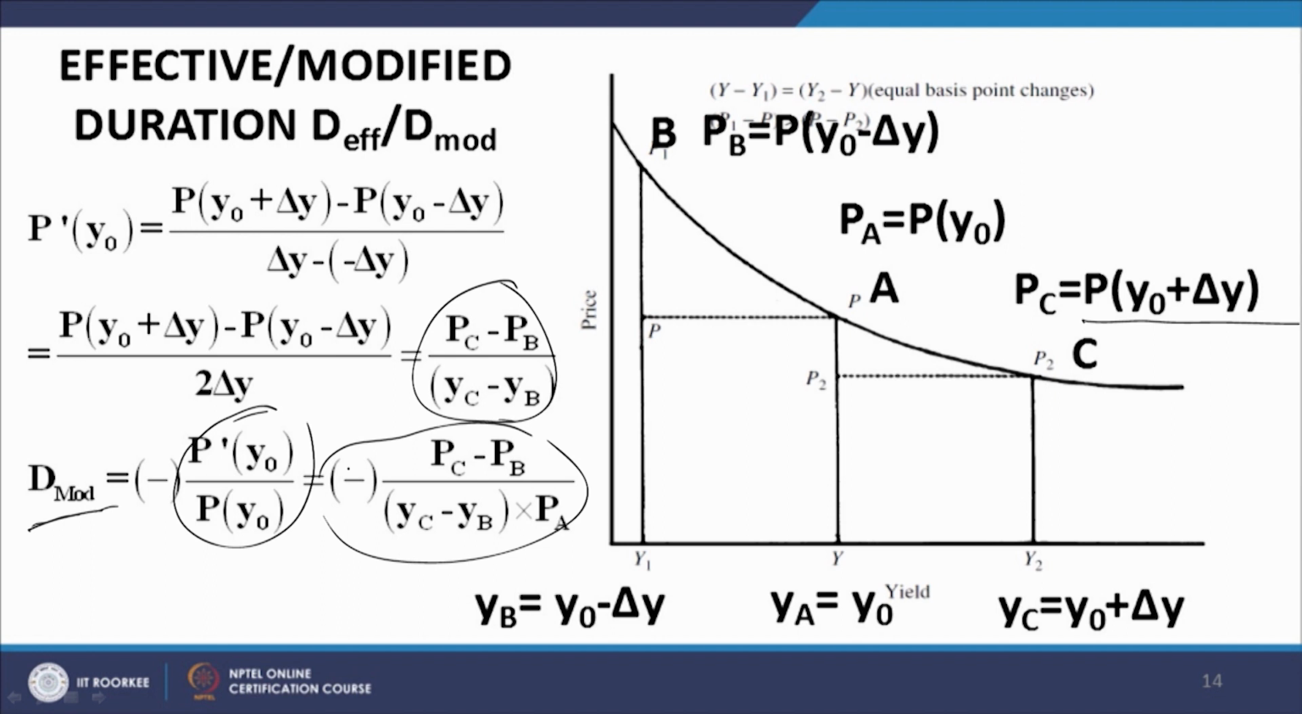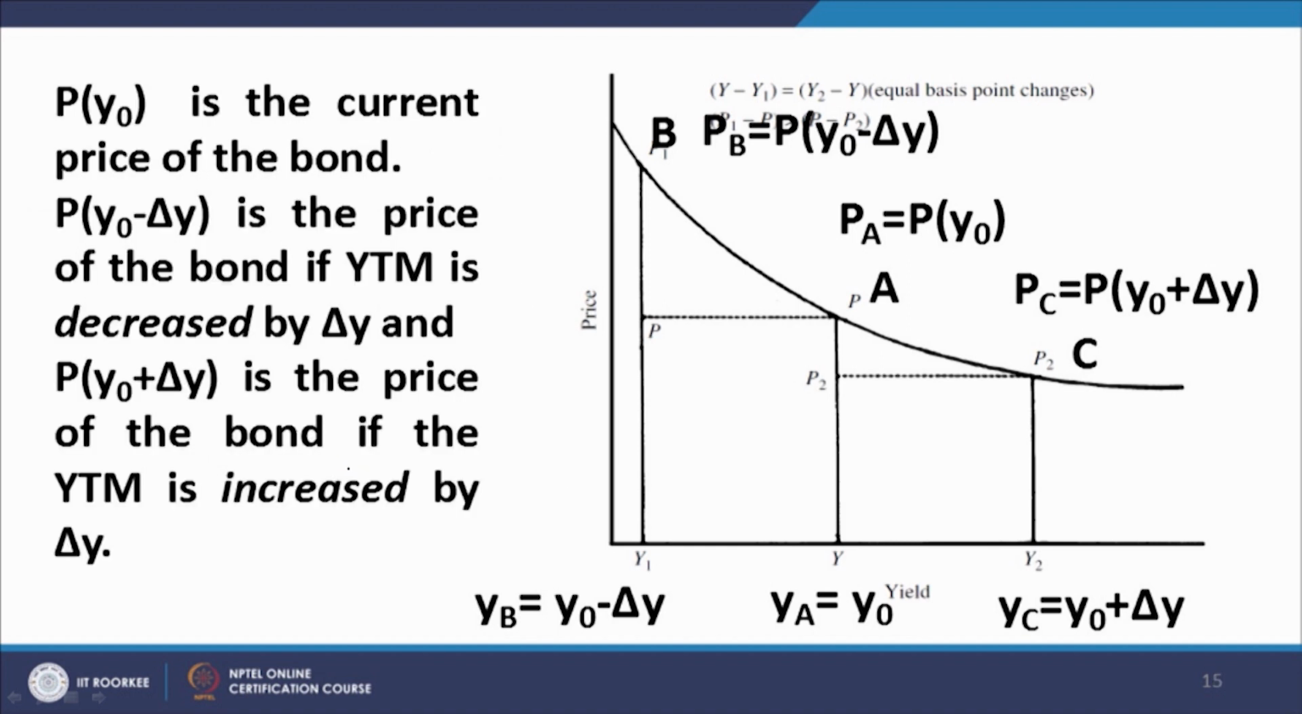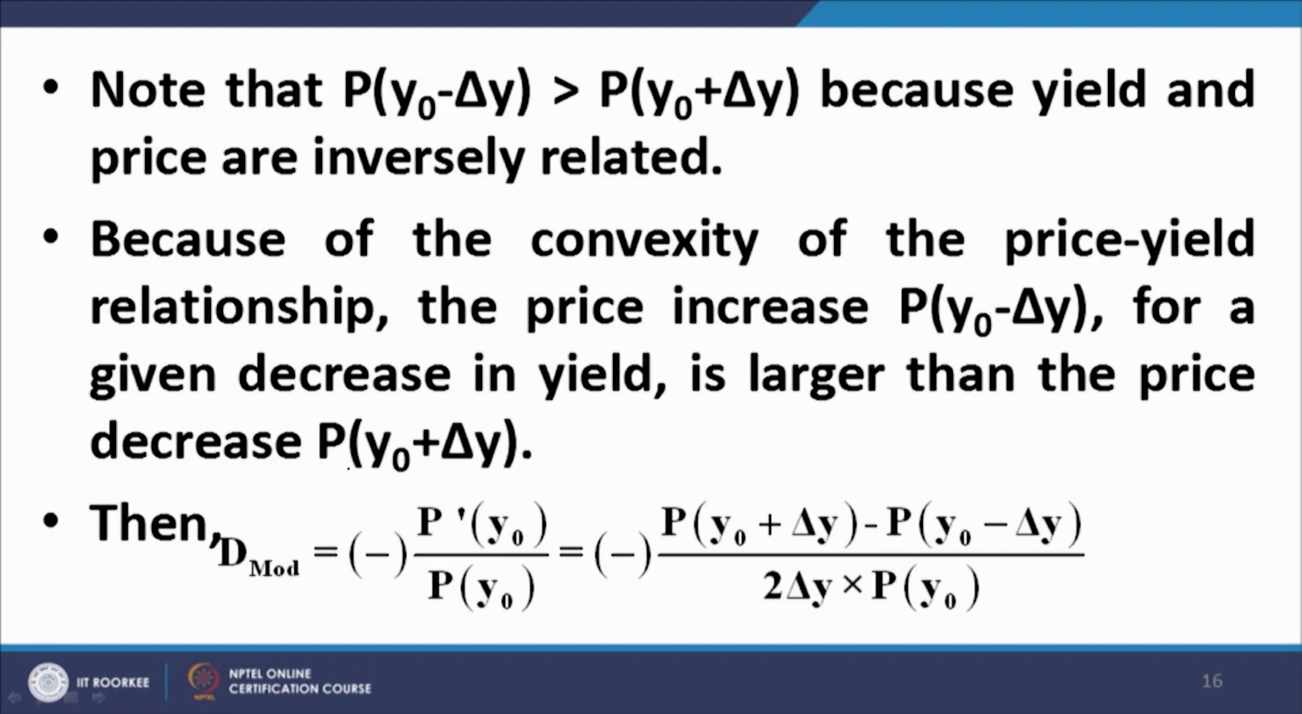Let us go through the singular features of this derivation. P y 0, as I mentioned, is the current price of the bond. P y 0 minus delta y is the price of the bond if the YTM decreases by delta y, and P y 0 plus delta y is the price of the bond if the YTM increases by delta y. As you can see all this in the figure also, it does not warrant much explanation.